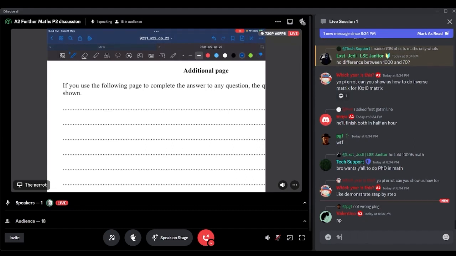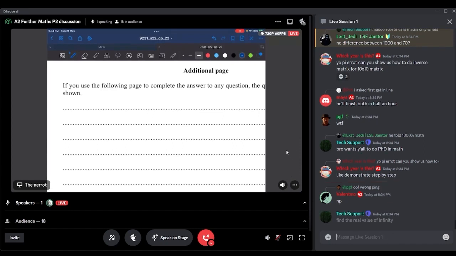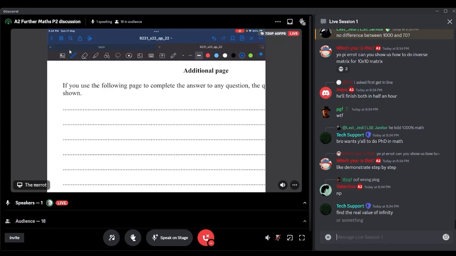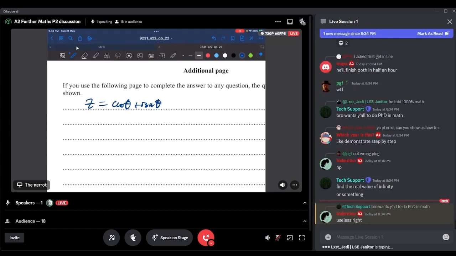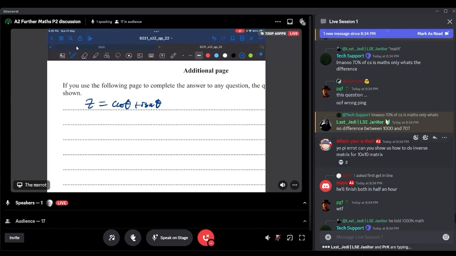Okay, let's do your question here. Let z be cosine theta plus i sine theta. Let me write it down first. Use the binomial expansion of (1 + z)^n, where n is a positive integer, to show that the sum is as given. Right, so we have (1 + z)^n.